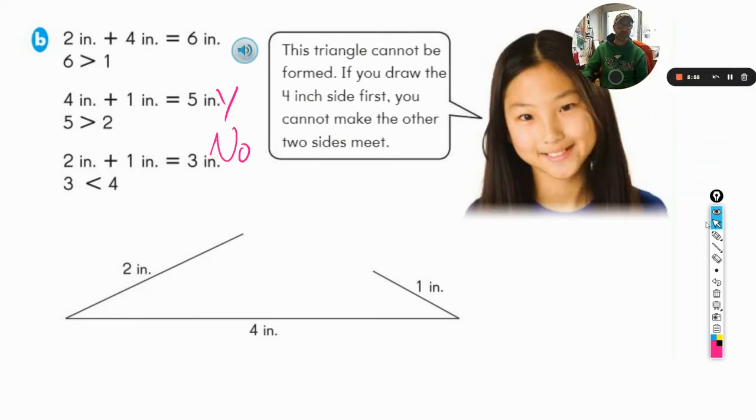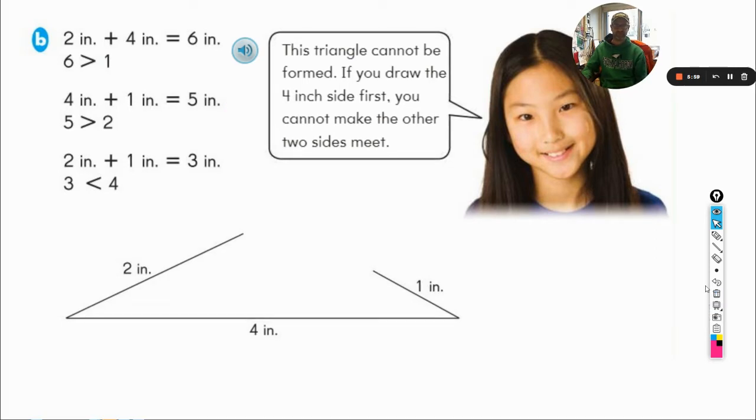No, no, no. Okay? And I think this is a great visual. Like, you can't bring these two pieces together. Okay? How convenient is that?